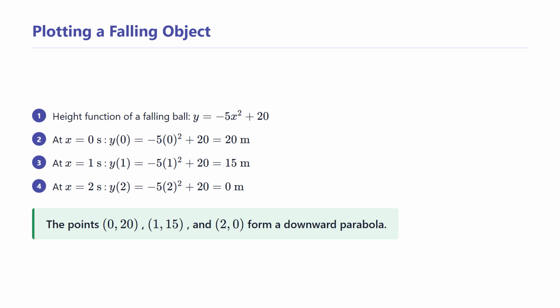After 1 second, plugging in x equals 1 gives us 15 meters. The ball is speeding up. After 2 seconds, plugging in x equals 2 gives us 0. The ball has hit the ground. Plotting these points reveals a smooth downward curve, perfectly visualizing the accelerating drop due to gravity.